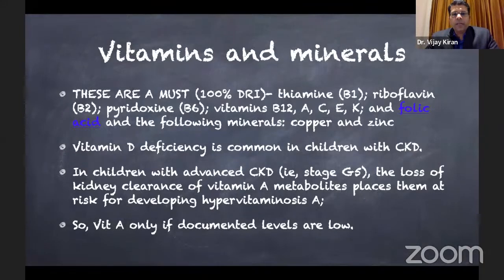corrected. In children with advanced chronic kidney disease, the metabolism, that is the clearance of fat soluble vitamins, especially vitamin A, is very, very less. So there is a chance of hypervitaminosis A. So only give vitamin A if the documented levels are low. Otherwise, do not try to replenish or overtreat with vitamin A.